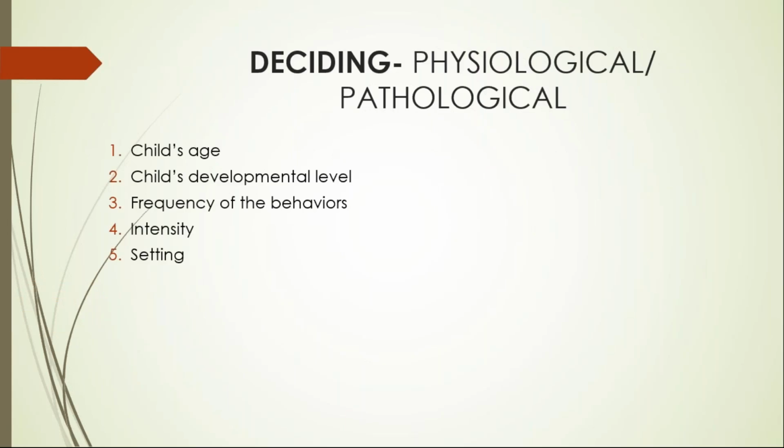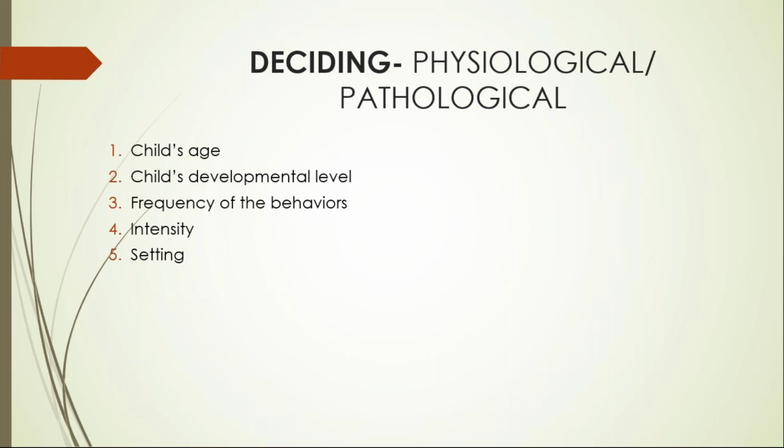So we should know whether it's physiological or pathological. We need to know the age at which we are noticing the disorder. We need to know the development level of the child, whether the child has developmental delay or is developmentally normal. Then the frequency of behavior, that is how frequently the child has that sort of repetitive behavior, whether it occurs at say 5 days, 7 days, or 4-5 times in a day. So we need to know what is the frequency of the behavior.